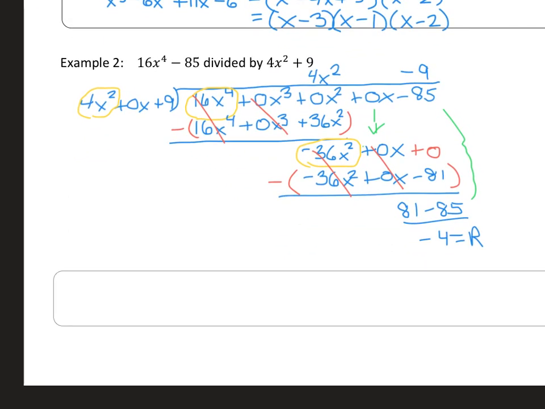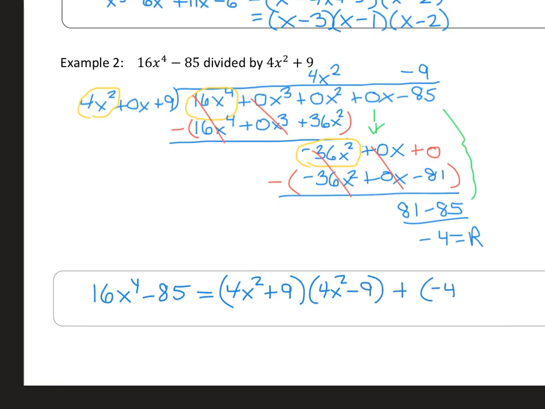So again, the goal here is to rewrite that dividend. I can say that the dividend, 16x to the 4th power minus 85, equals the divisor, 4x squared plus 9, times the quotient, 4x squared minus 9, plus the remainder. So dividend equals divisor times the quotient plus the remainder.